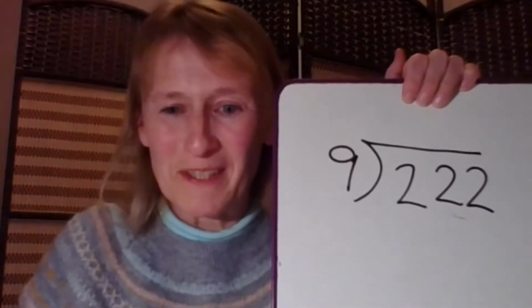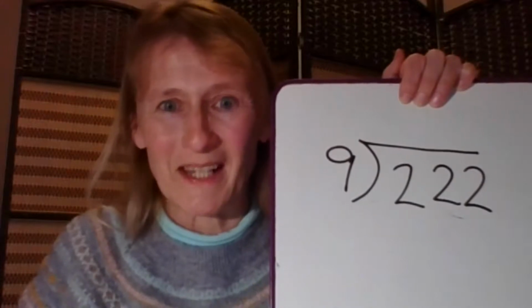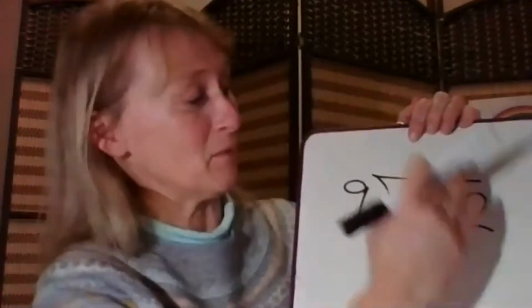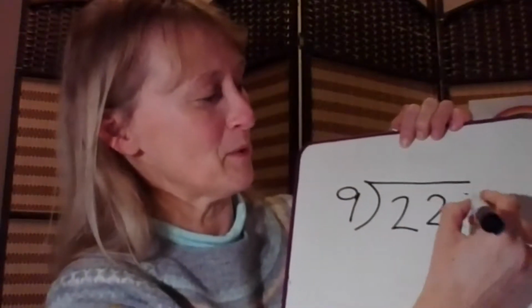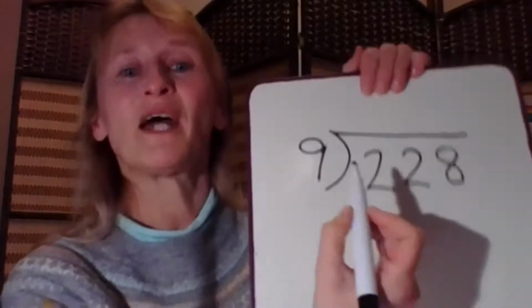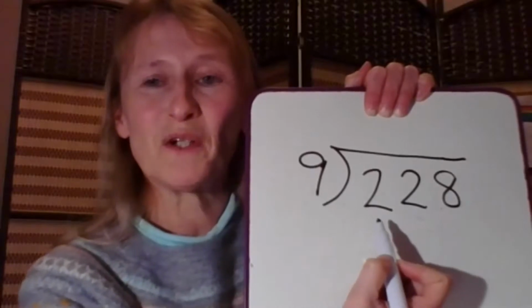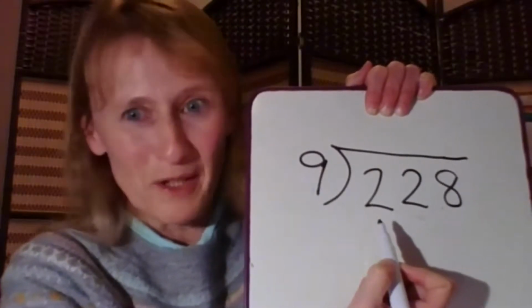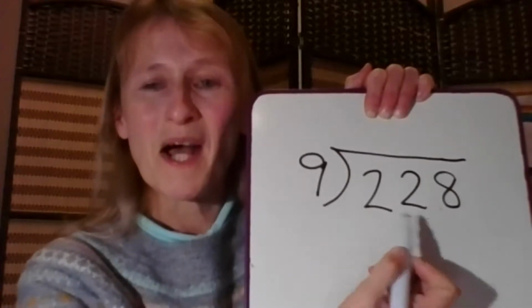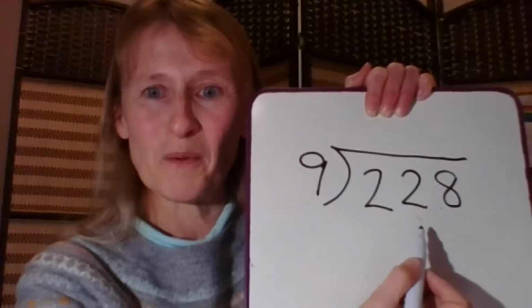Is it 222? Or have I got it wrong? No, it's 228. I've said too many numbers tonight. Can't remember one from the other. Okay, so 9 into 228. First of all, I'm not looking at the 2, I'm looking at the 22. I'm looking for a multiple of 9 which is just less than 22.